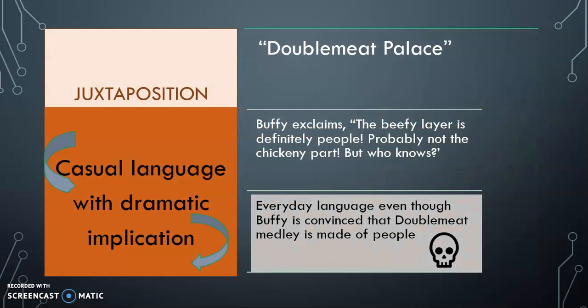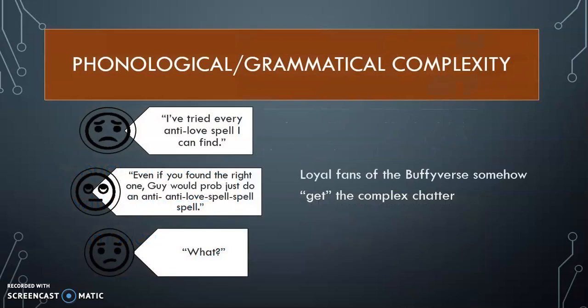Now looking at the use of juxtaposition of casual language with dramatic implication. In the episode titled Double Meat Palace, use your imagination here, Buffy explains, "The beefy layer is definitely people, probably not the chickeny part, but who knows." Note the use of casual language, even though she is pretty much convinced that the double meat medley within the episode is possibly made up of people.